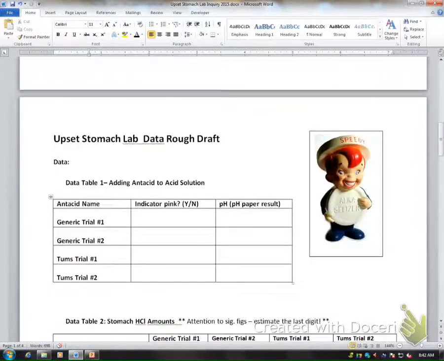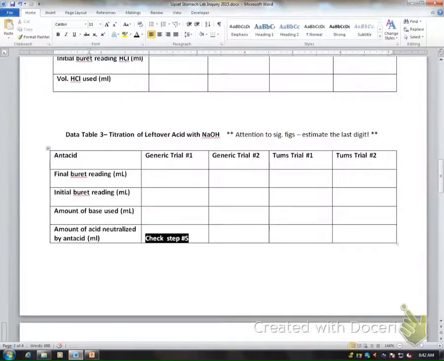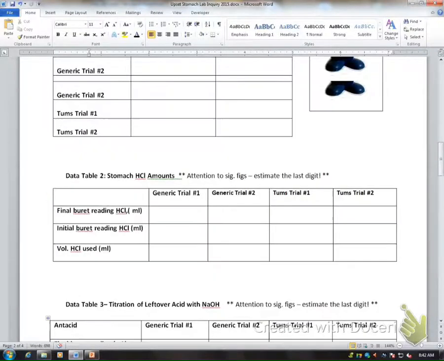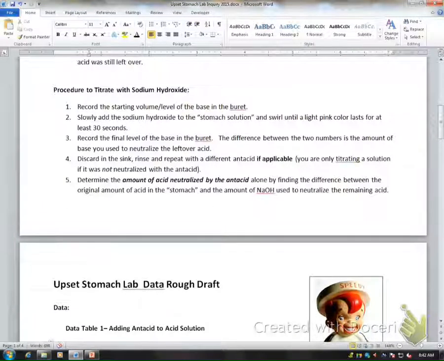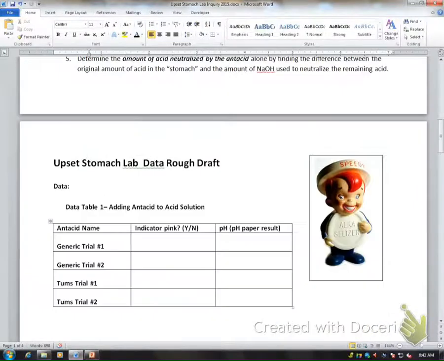First of all, there might be something you have to finish out in this last row yet. If you've not found out the amount of acid neutralized per tablet, this is what we need for the analysis. Check step number 5 in your procedure, which would be this step right here. That's what you want to read.